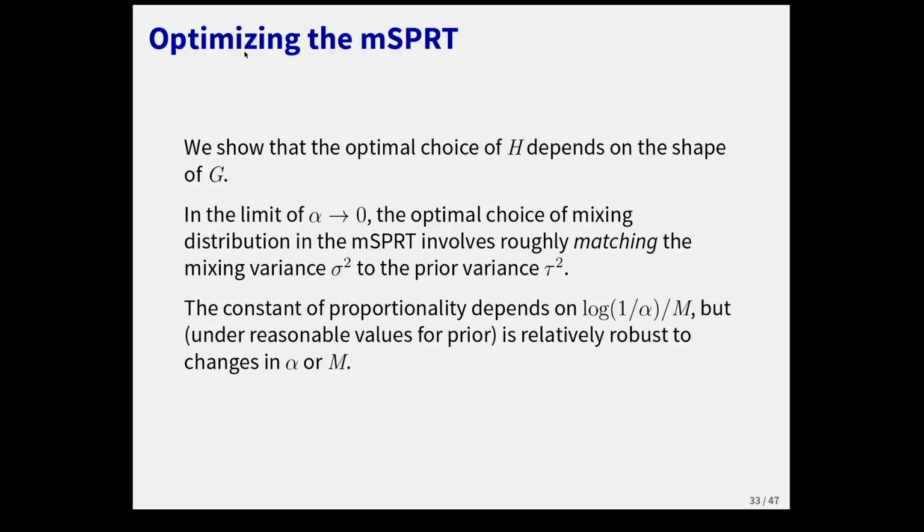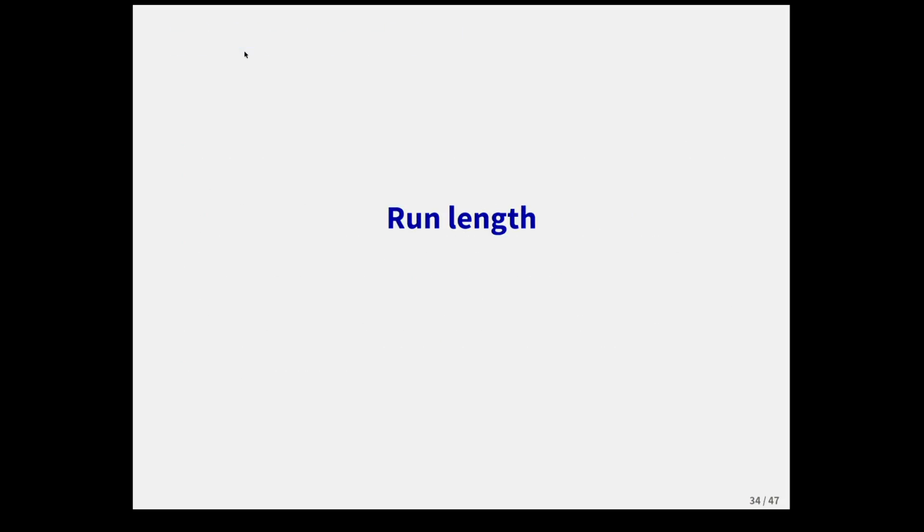So this is actually a pretty nice thing, which is that we were able to find a way to specifically choose the mixing distribution inside the mSPRT to give good performance, on average across experiments that people would run. So this is exactly what's implemented in the Optimizely platform: a matching of the mixing variance to the prior variance. All right. So the last thing I want to talk about now is kind of, oh yeah, sorry.